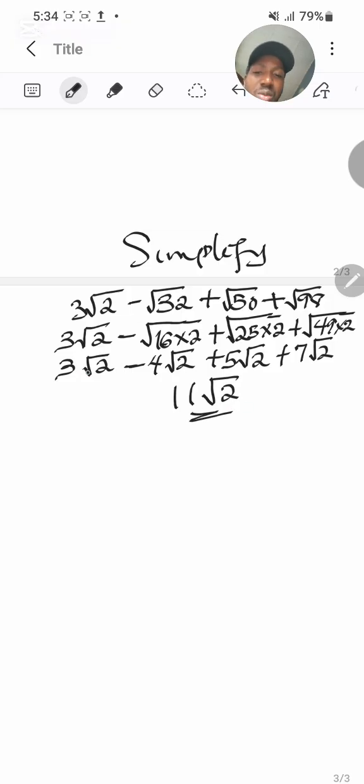A faster way to do some of these things is you can just easily use the coefficients 3, 4, 5, 7.